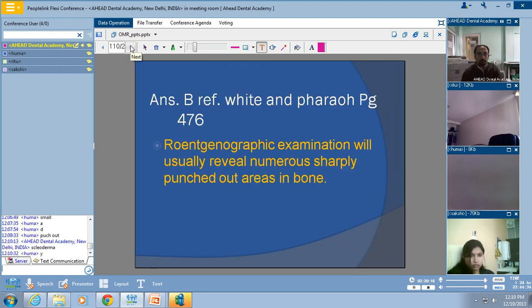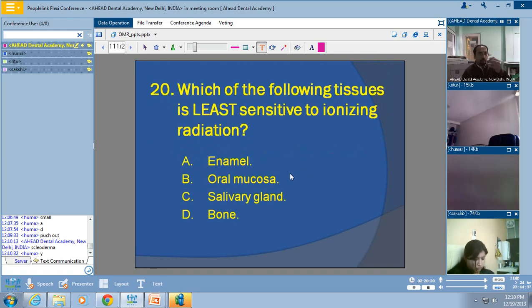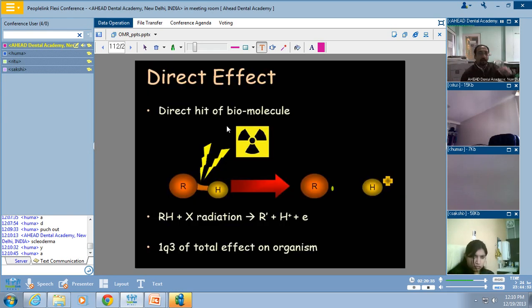Next question. Which of the following tissues is least sensitive to ionizing radiation? We have four choices in front of us: enamel, oral mucosa, salivary gland, bone. Yes, it's a very easy answer. Enamel, isn't it? I'll just very briefly tell you, I'll not be taking much time.